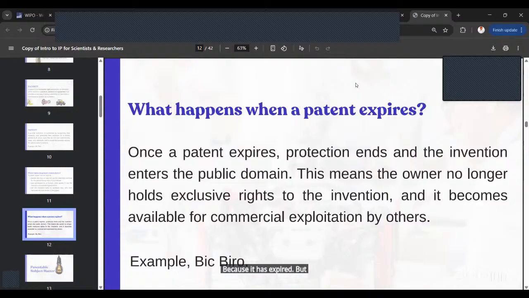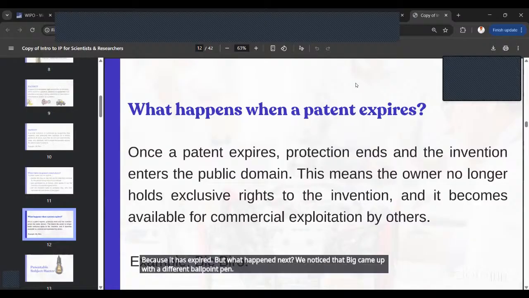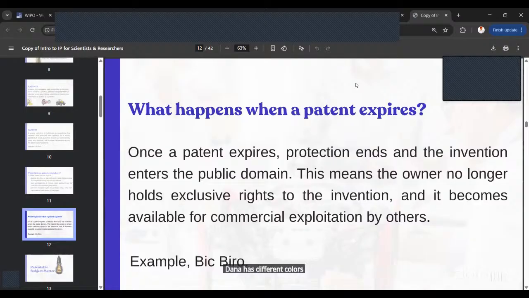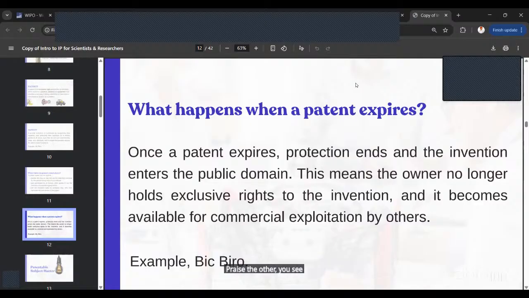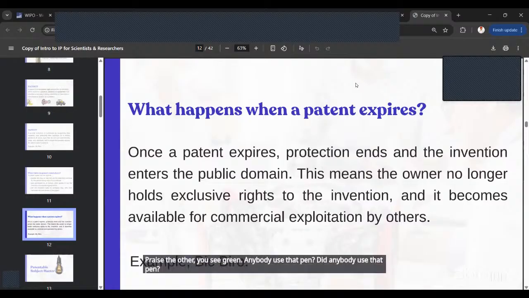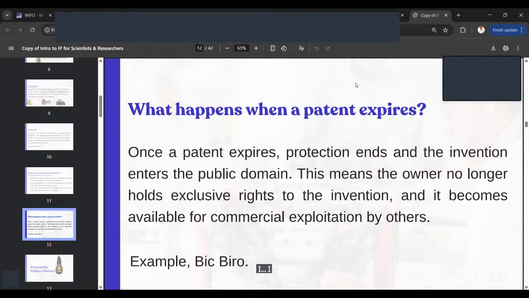But what happened next? We noticed that Bic came up with a different ballpoint pen that now has different colors. When you press one, you see red. Press the other, you see blue. Press the other, you see green. Did anybody use that pen? Yes, I did. Okay, that's good. I saw a friend of mine use it.